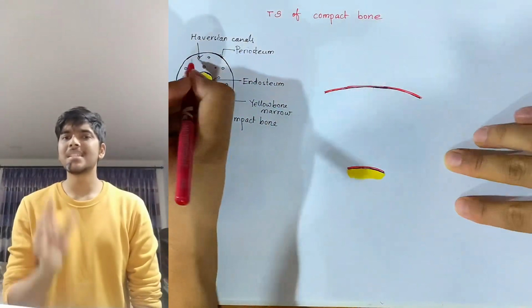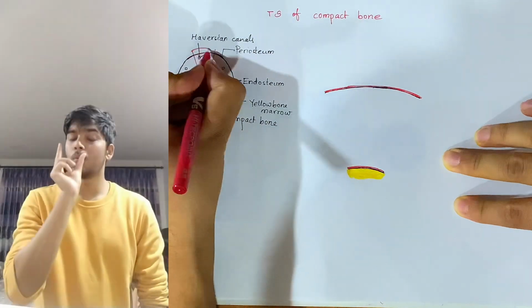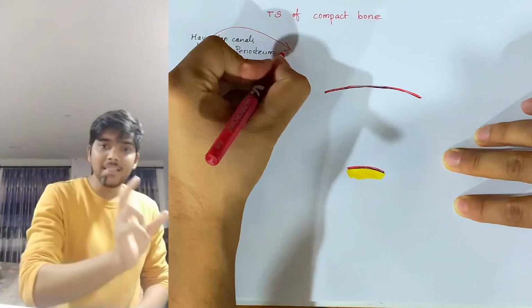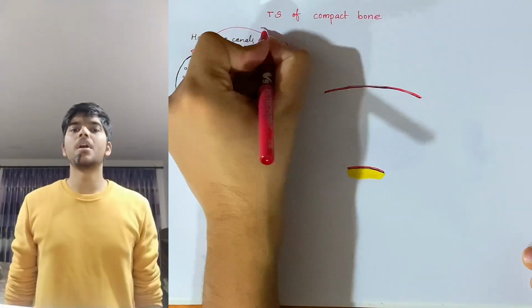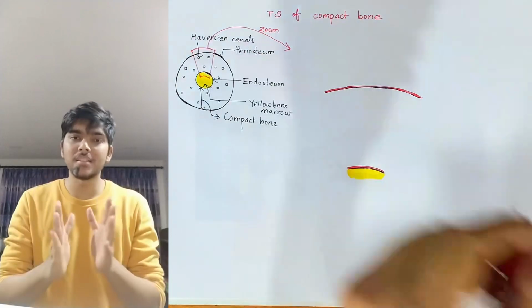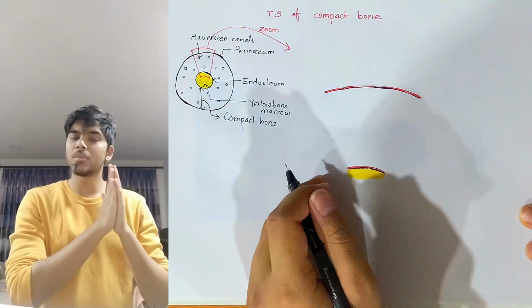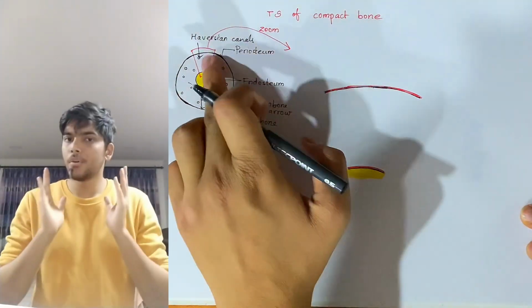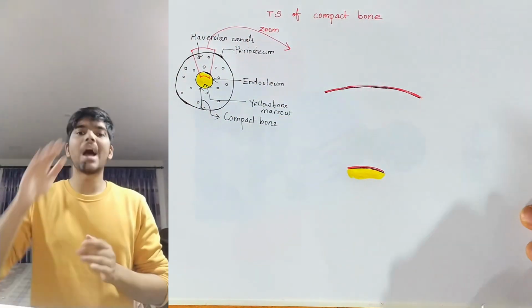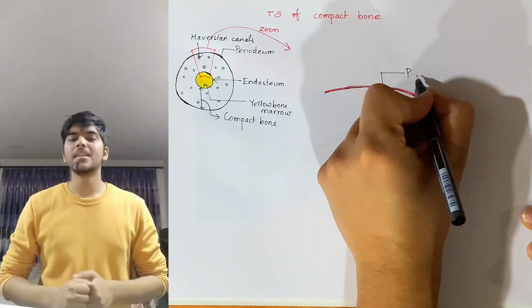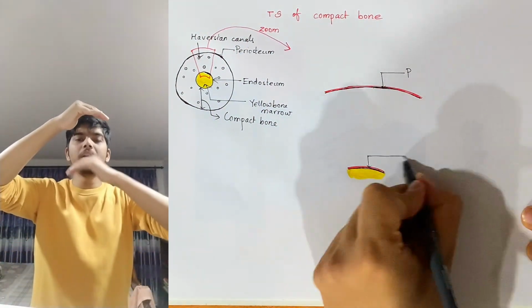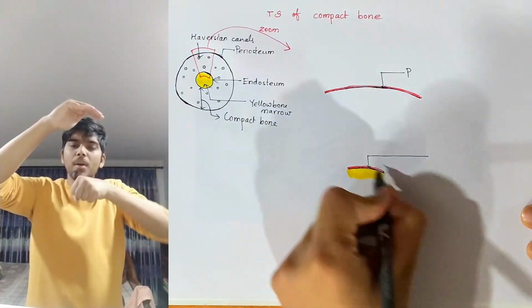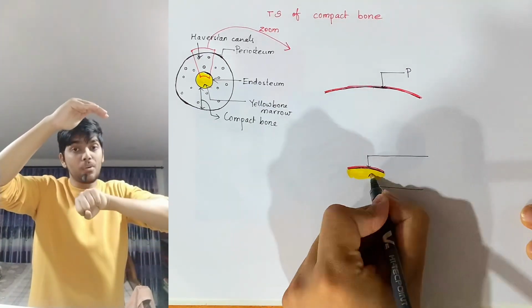Let's take a slice of what I have shown here, a slice of this compact bone, and zoom it under a microscope. It would look something like this. Upon observing a slice of compact bone under a normal microscope, there's your outer layer, and then there's your inner layer, and then there's your bone marrow cavity. This bone marrow cavity is filled with yellow bone marrow.